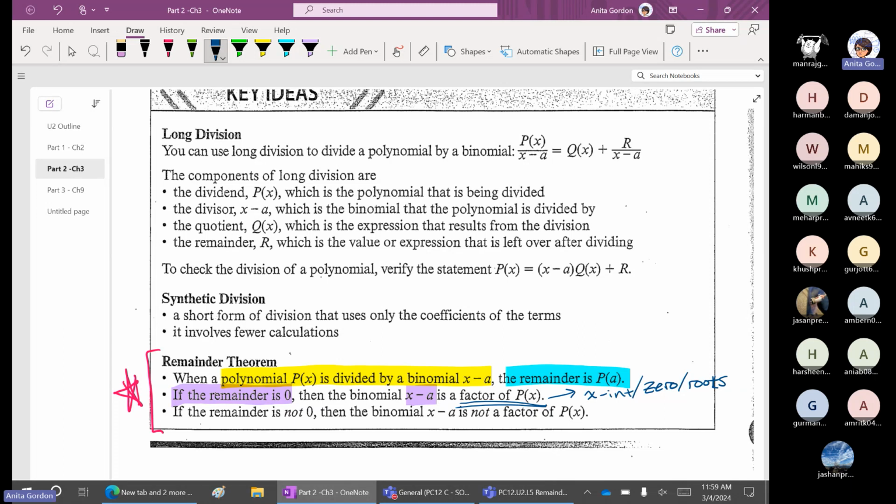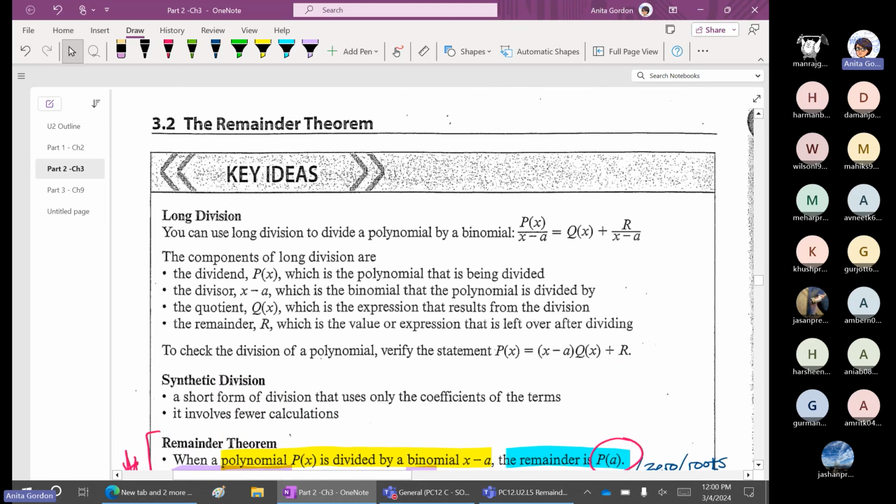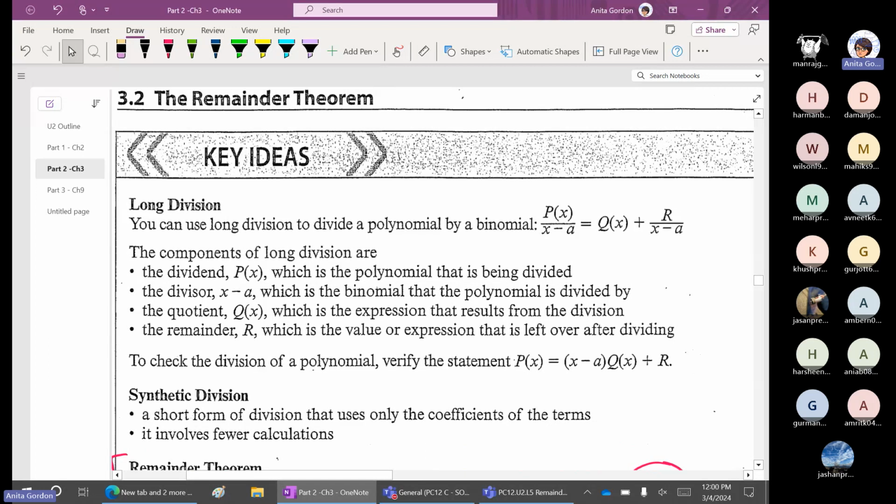On the other hand, if the remainder is not 0, then it is not a factor, meaning it's not an x-intercept. The remainder, though, will still be the value of the polynomial at that point. Okay, so you can always check a number. If the original polynomial is 0, then you'll have a nice factor. If it is not 0, then you'll have a remainder of the value. Okay, we're going to do some examples here to help us with that. First, let's go back and review some of our terminology and vocabulary.